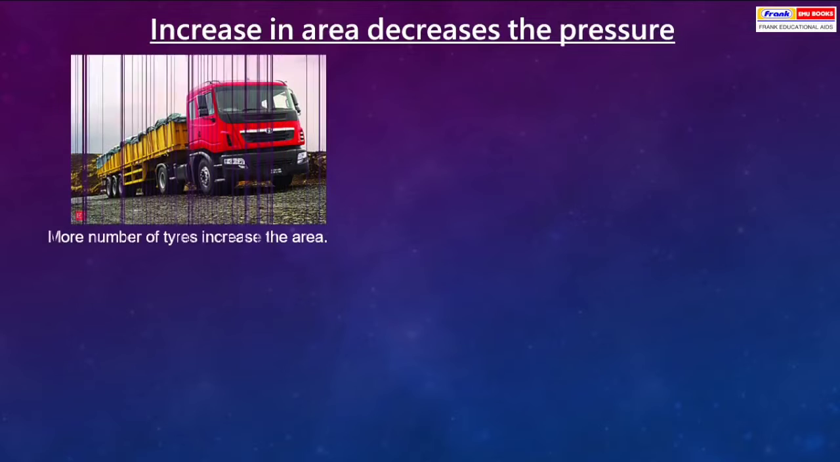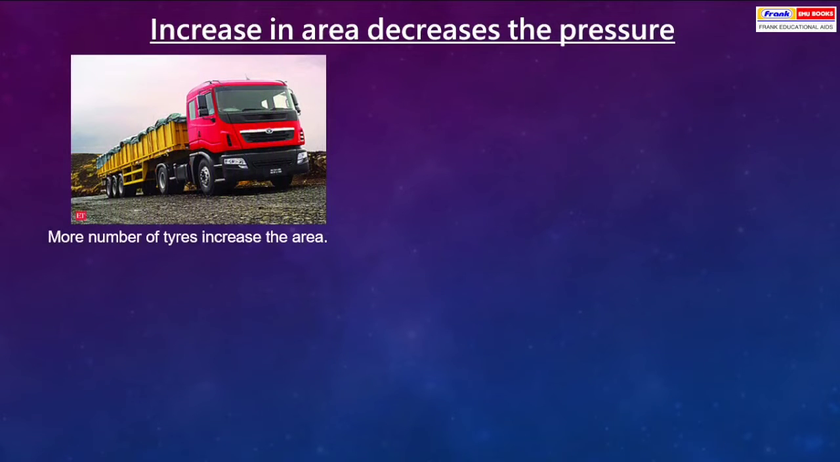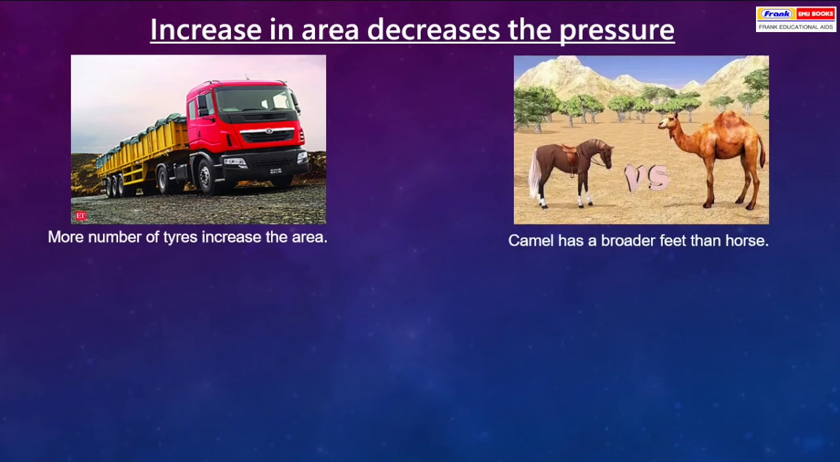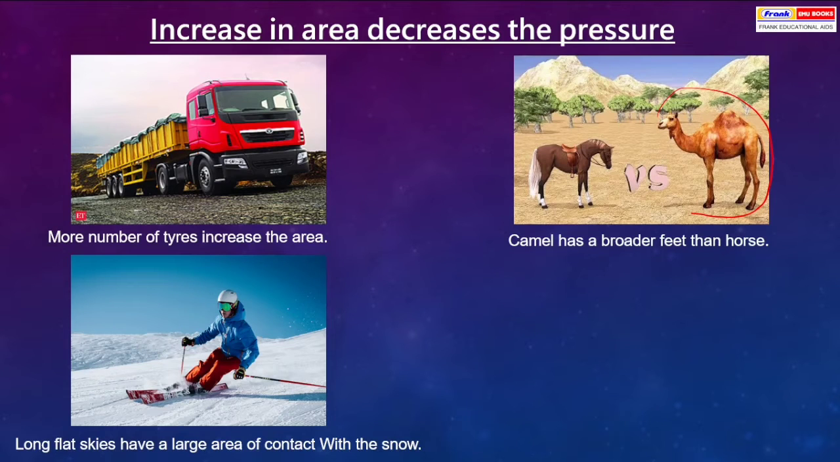Increase in area decreases the pressure. It also has its own implications, like the number of tires in a truck is used to balance the thrust acting upon the surface on which the truck is moving. Then we have the camel, which is more comfortable in the desert than a horse because the camel has broader feet, which exert lesser pressure on the desert and let the camel move swiftly. Then we have skiing. Long flat skis have a large area of contact with the snow. This is why any skier can easily pave their way through the snow.